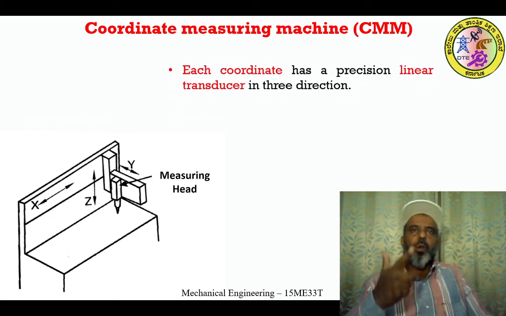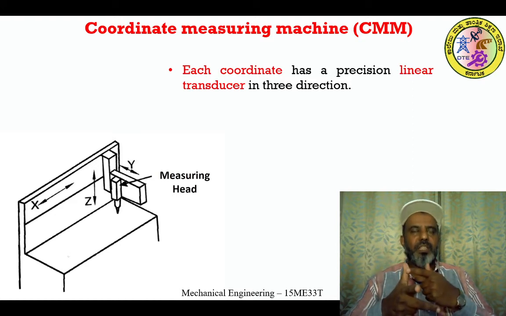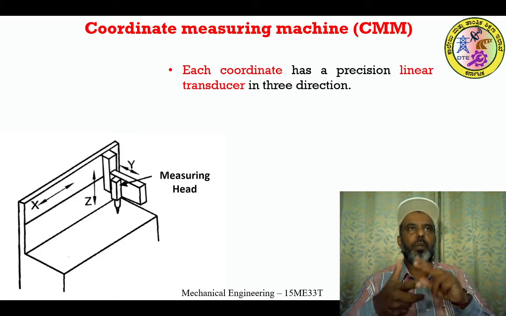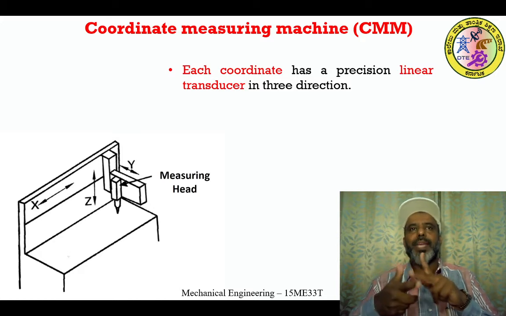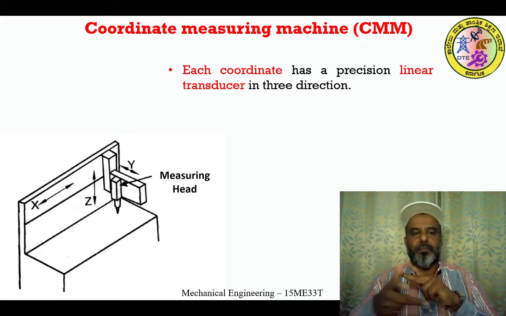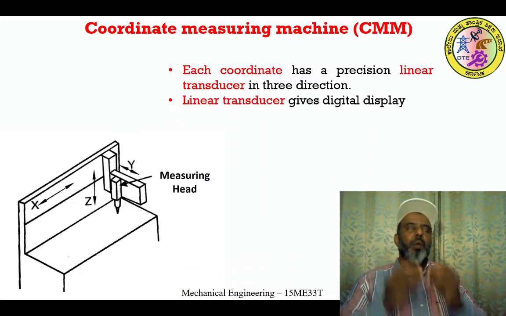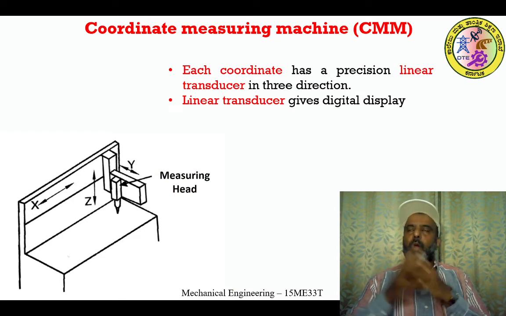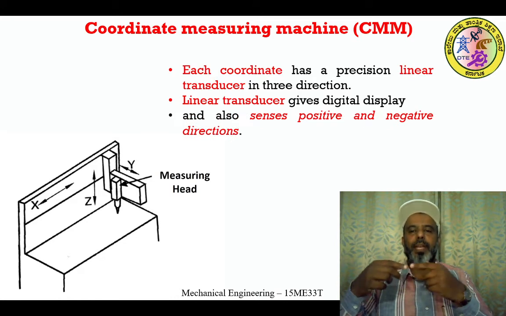And on all these three axes, X, Y and Z, linear transducers are mounted. In all the three mutually perpendicular axes, three linear transducers are mounted on the X, Y and Z axes. These linear transducers give the digital display, and not only do they give the digital display, but they also sense the positive and negative direction.